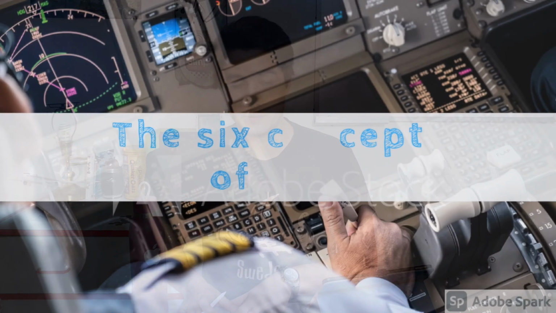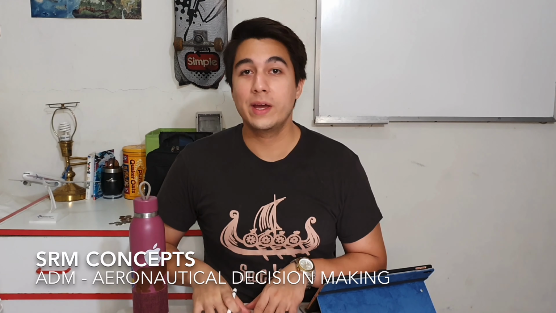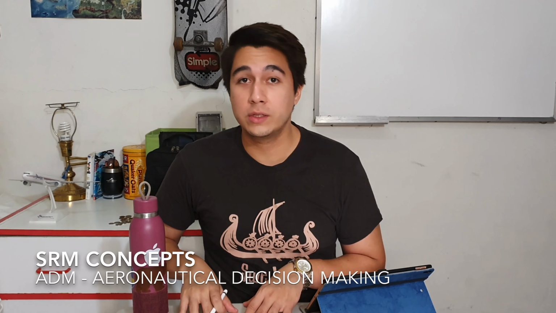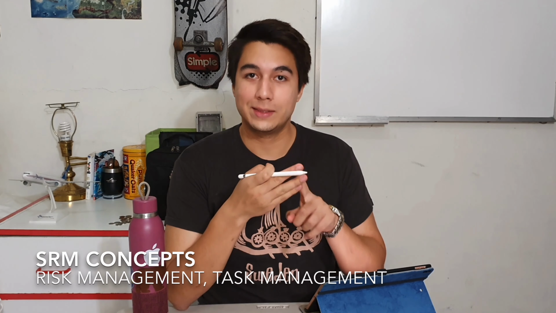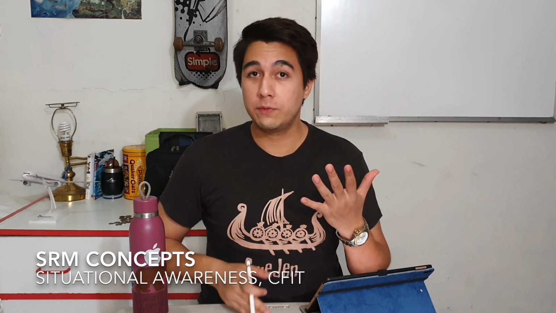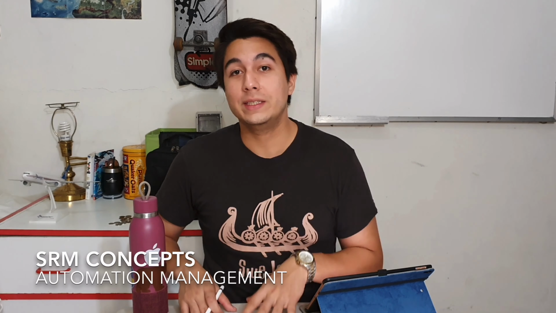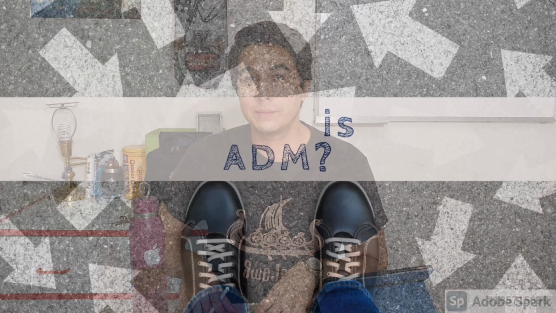Now, we will see the 6 concepts that SRM includes. First, we have ADM, or Aeronautical Decision Making. Then we have risk management, task management, situational awareness, CFIT, or controlled flight into terrain, and finally, we have automation management.